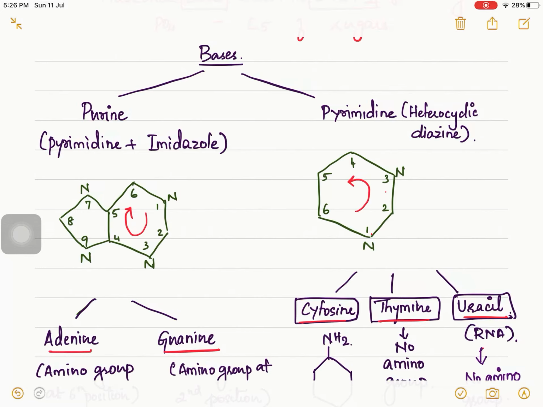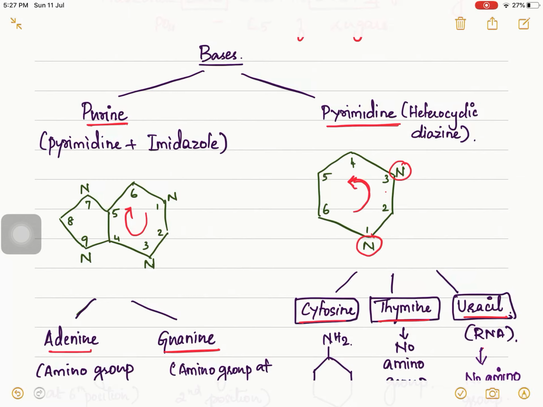For structure, we can see first pyrimidine, which is a heterocyclic diazine. Why is it a heterocyclic diazine? Here you can see a 6 membered ring with 2 nitrogen atoms, one at position 1 and one at position 3. Hence it is called a diazine, and the numbering is in the anti-clockwise direction, which is a heterocyclic diazine or pyrimidine ring. Then what about purine?